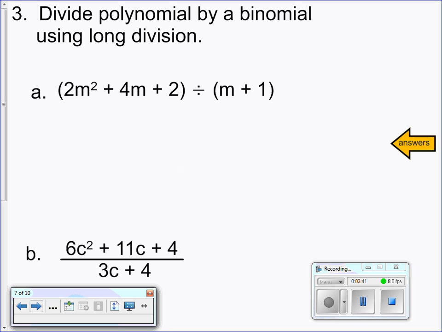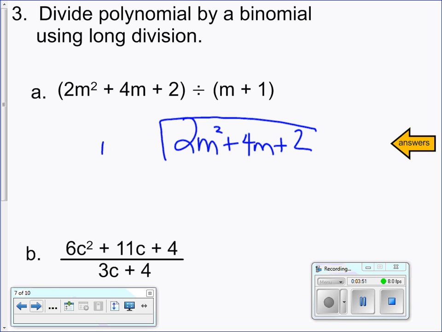All right, so here we have an adding, so we're going to use long division. So 2m squared plus 4m plus 2, all divided by m plus 1. So the first thing I do is 2m squared divided by m, which would be 2m. Then we multiply. 2m times m would be 2m squared. 2m times 1 would be 2m.